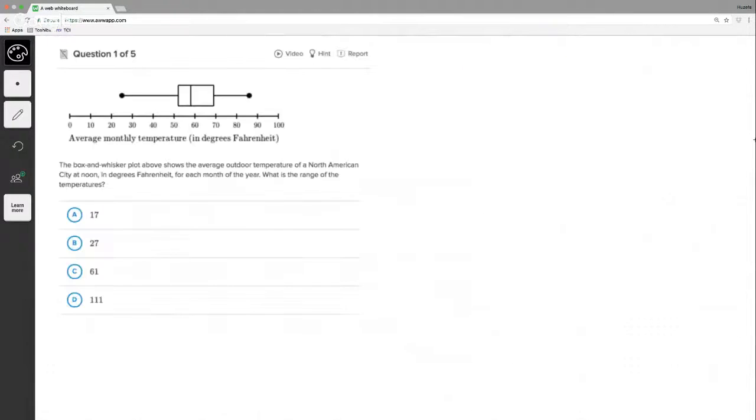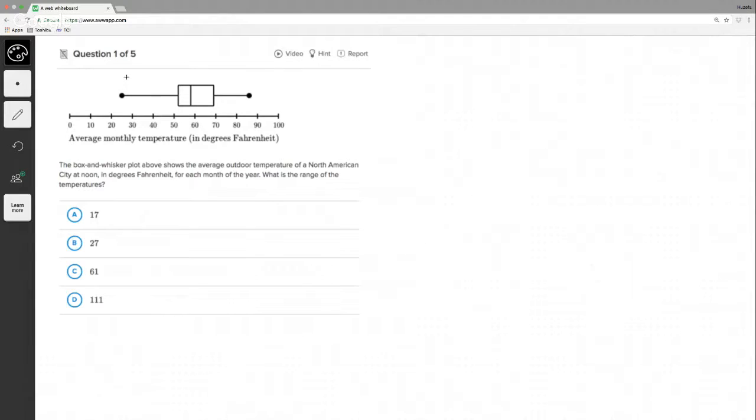And this is a box and whisker plot. Box and whisker plots are interesting because I actually didn't learn them. At least I can't remember learning them. I don't think I did when I was in high school or middle school. I've had to learn them as a tutor because not only are they tested here on the SAT, they're also tested on a test called the IC. So I've had to learn them.